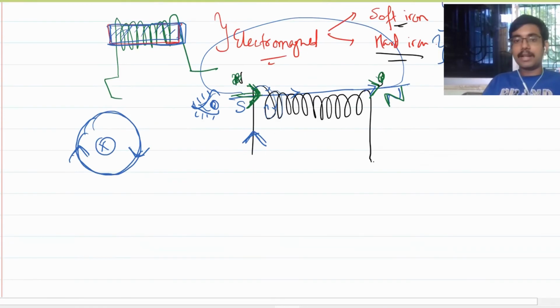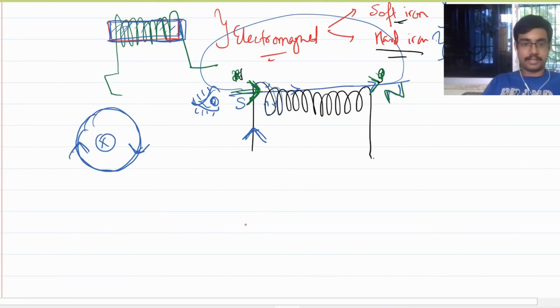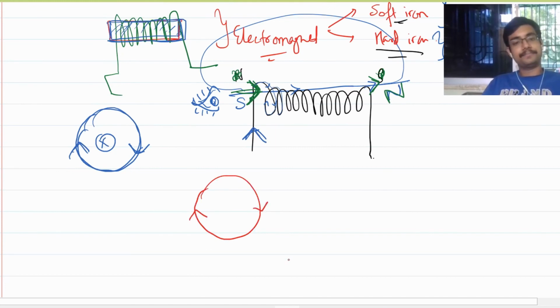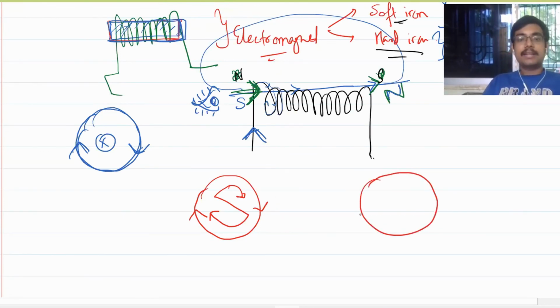There is one more simple trick to understand this. Suppose you look from a side and the current turns out to be like this. So you can say that it is south. If the current is clockwise from one side, you can say that side is the south pole. And if you see from one side that the current is anti-clockwise, you can infer that it is north.